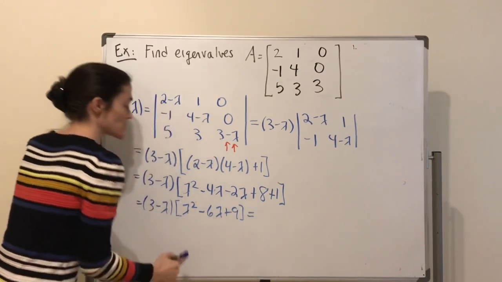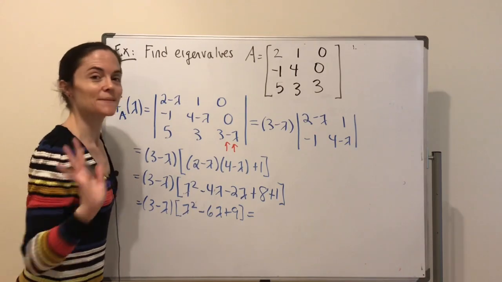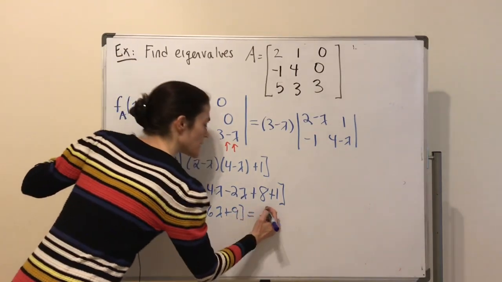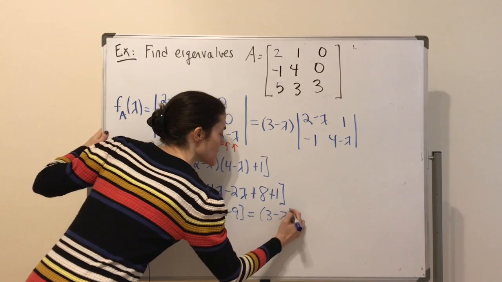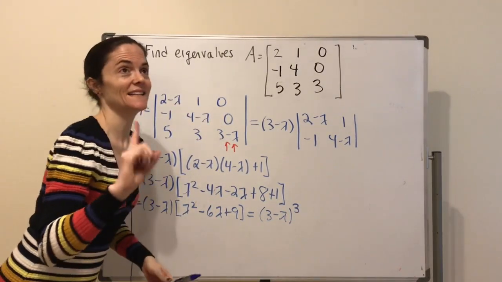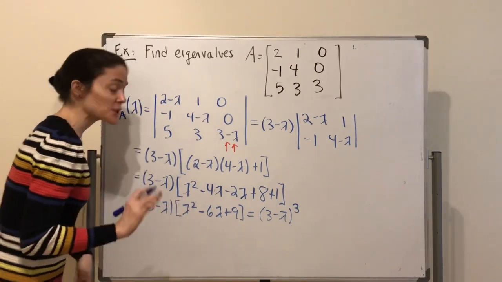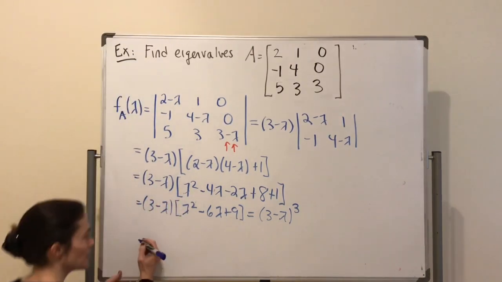And this factors, this is exactly lambda minus 3, or 3 minus lambda squared. So we get 3 minus lambda cubed. So you notice we only have one distinct eigenvalue, but it has algebraic multiplicity 3.